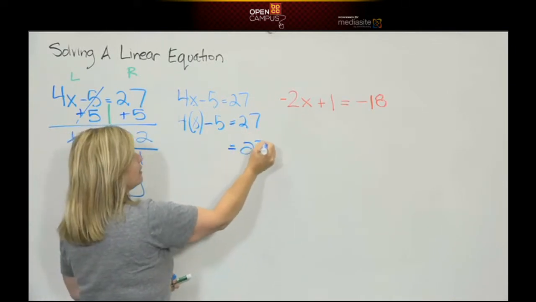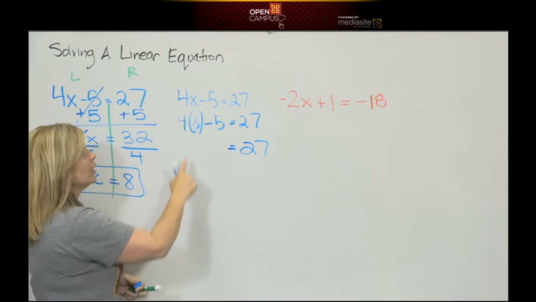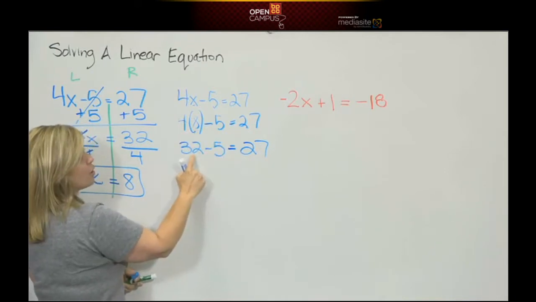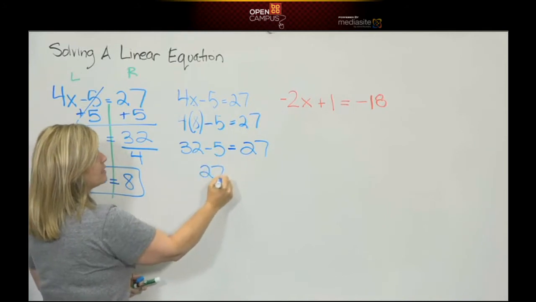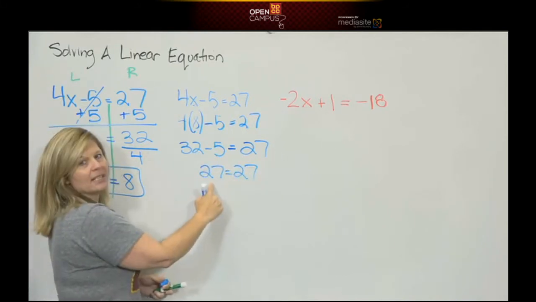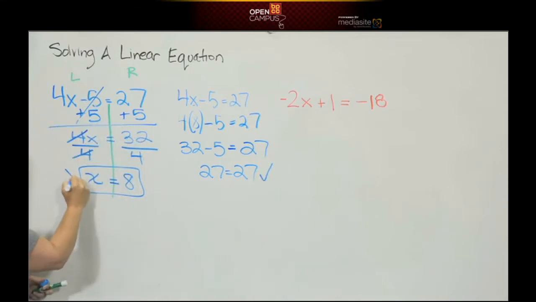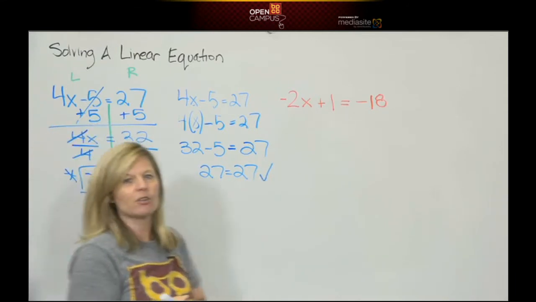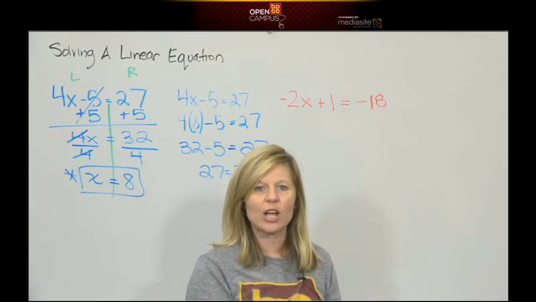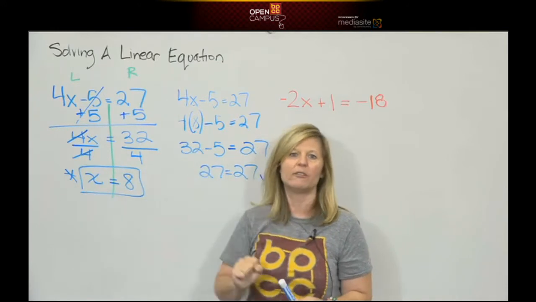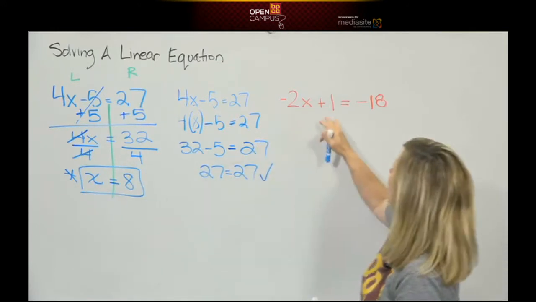It equals 27. We're going to work the left side. 4 times 8 is 32. 32 minus 5 is 27. Hey, 27 equals 27. That checks, it balanced, which tells me I have the right answer. If you're solving a linear equation and your check does not balance, that tells you you made a boo-boo in the solving process. All right, let's try one more.